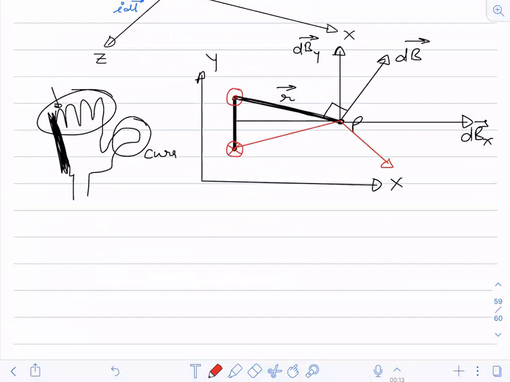So what do you have to do now? You have to keep this portion, the red color, along this blue color line. Try to point it like that. When you point it like that, where is your thumb pointing? Is it pointing inward to the screen? Yes.